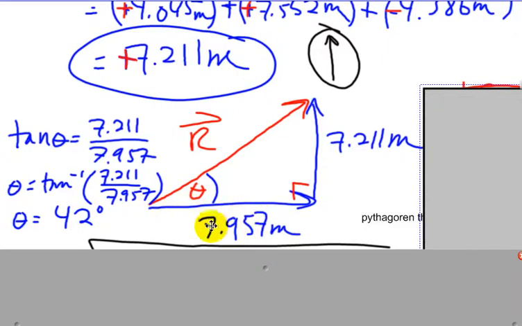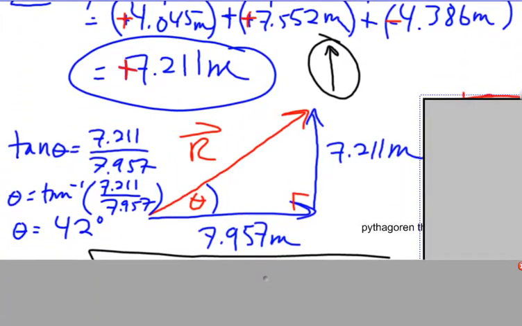So notice I don't use the signs here. And if these had been negative, just simply write the number down. The positive and negative are just there to show you the direction to draw the arrow. Because if you include a negative sign, then you use the tan function, you may not get the right answer. So once you know the sign, that tells you how to draw the arrow. And don't use the sign in the length of the side. So we can see 7.957 to the right, 7.211 meters up.